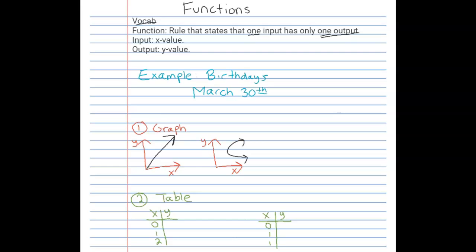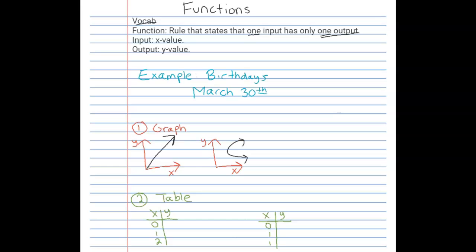So I bet you're wondering, well, what the heck is this input output? So in math, our input would be our x value. That's the thing that we're going to put into the rule. And then our output would be what we get out of the rule. So we're going to do some examples here over time so that way it becomes more familiar to you.